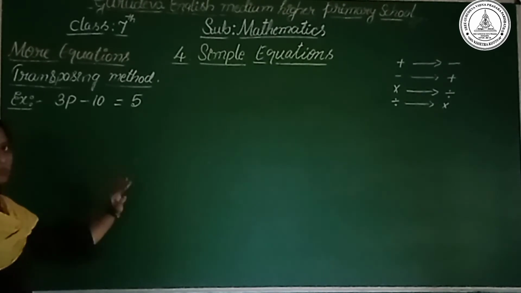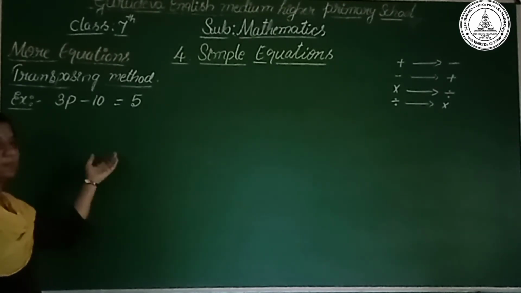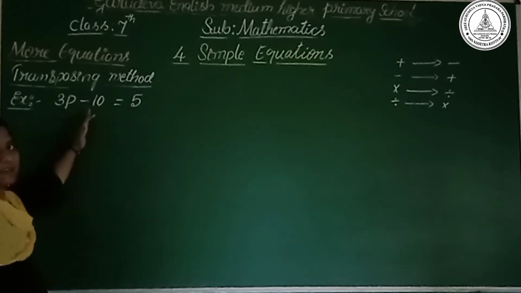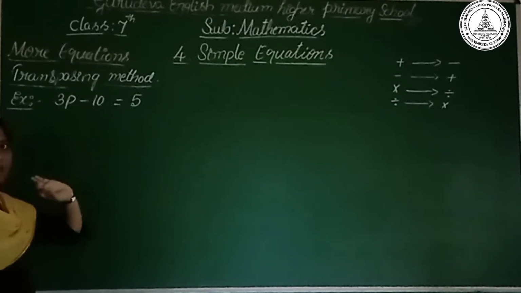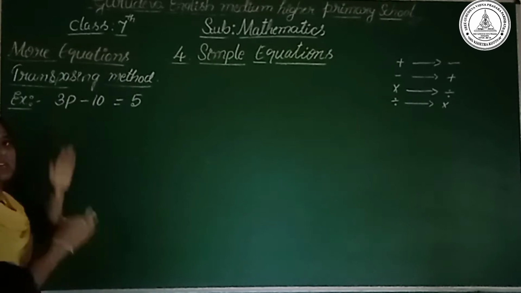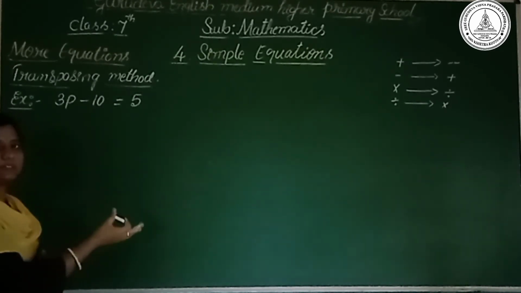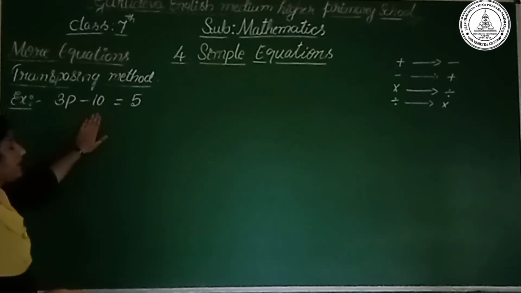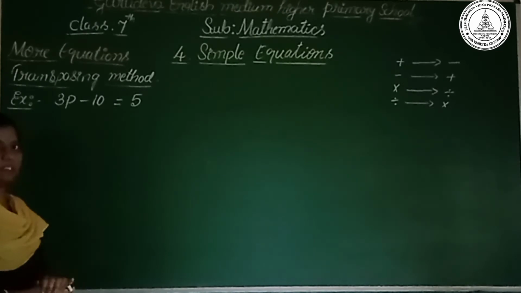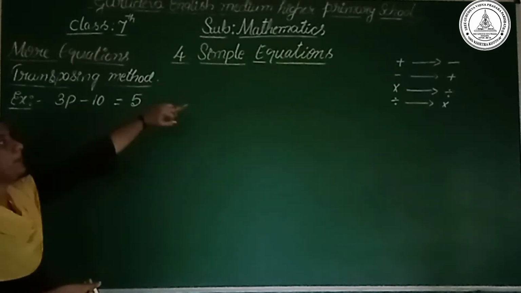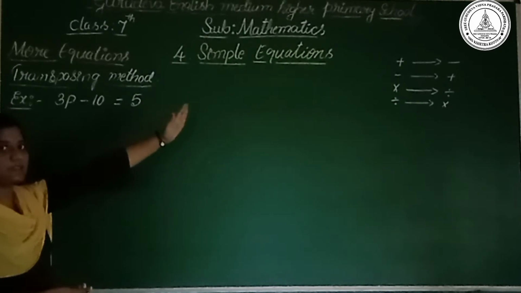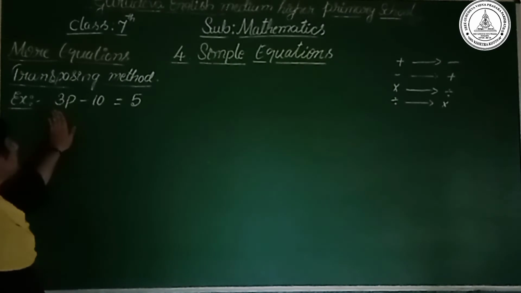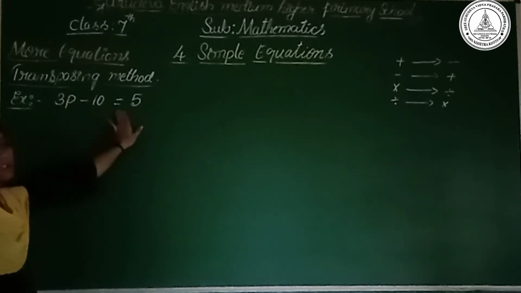So here it is a transposing method. We are not going to subtract or add the numbers here. We just have to move it from the left hand side to the right hand side to separate the variable. For separating the variable, we are moving the numbers from the left hand side to the right hand side and from the right hand side to the left hand side. Then let's solve the equation by using the transposing method. I said that if the number having the positive sign in the LHS, it will become negative in the RHS. Then here 3p minus 10 equals 5.